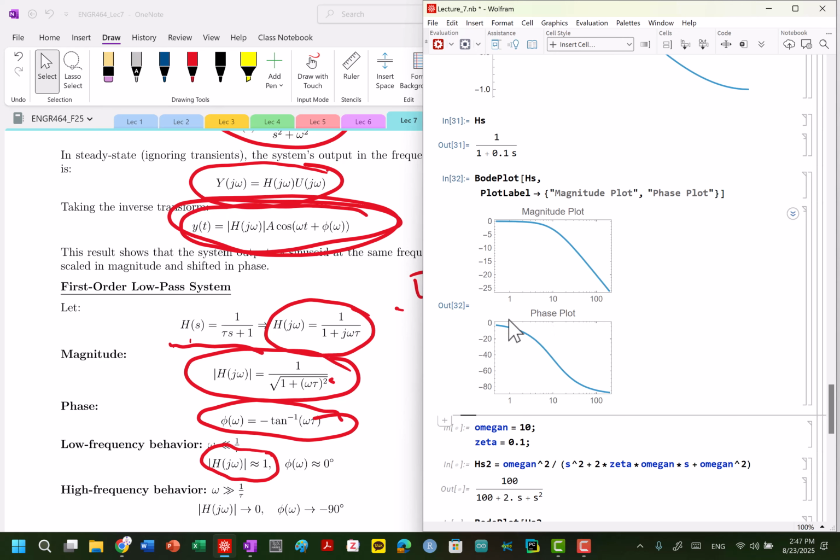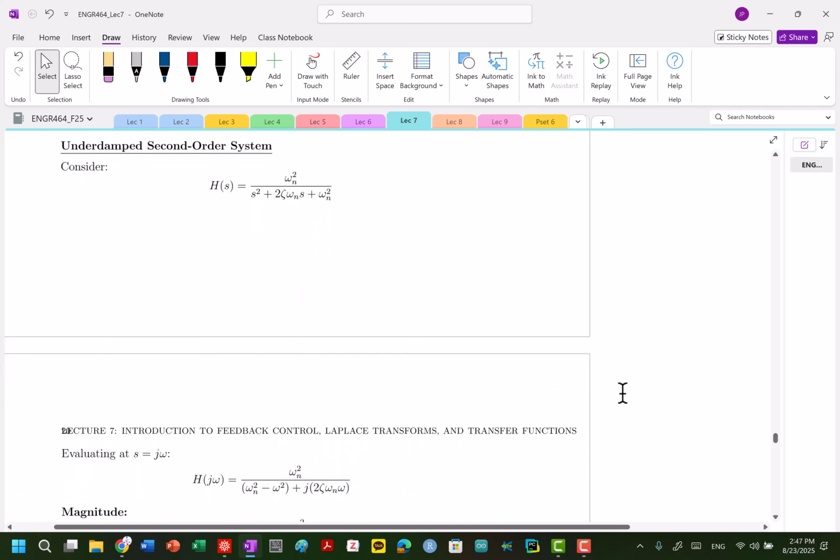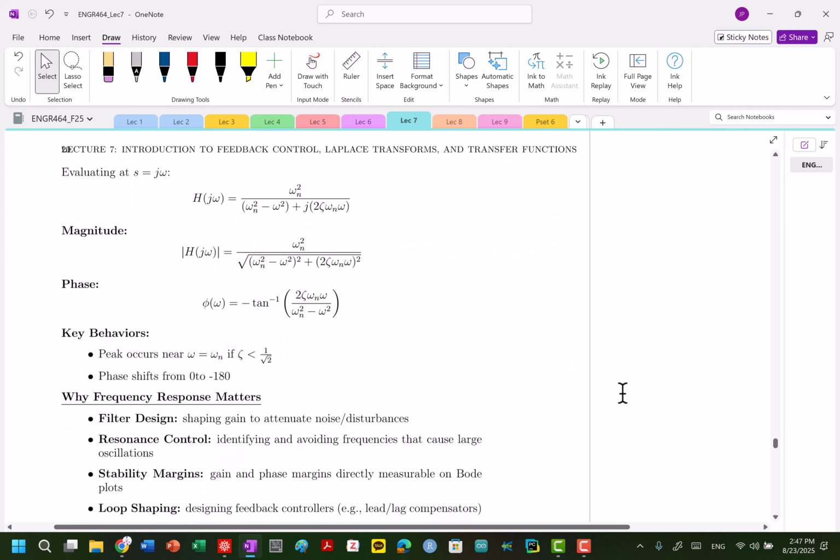The phase, initially 0, I'm in phase, and then I'm shifting as I go to higher frequency to minus 90. So this is fantastic. I'm seeing that same type of behavior.